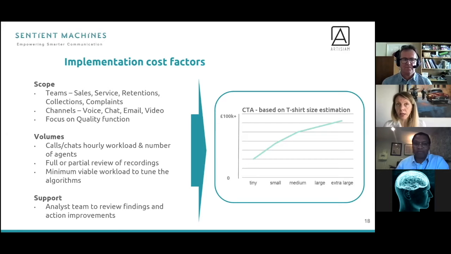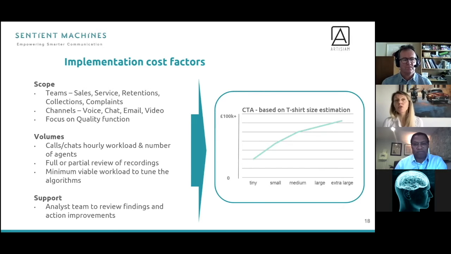The quality function, I think we touched on a few times in this presentation, and that's a very important use case when it comes to interaction analytics. And I think the depth of your quality function, so how much you want to customize things and so on, I think also could have an impact.